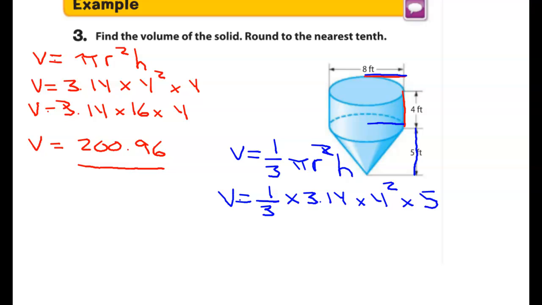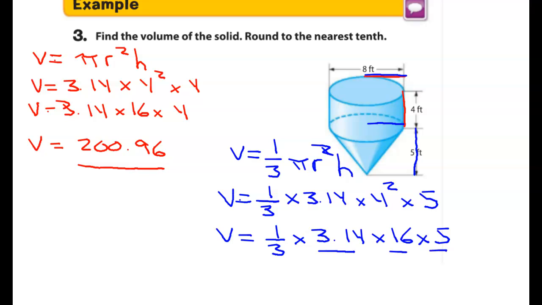All right, let's go ahead and do the volume is going to be 1/3 times 3.14 times 16 times 5. So when I put this in my calculator, just like before, I'm going to do 3.14 times 16 times 5, and then we're going to divide that by 3. Okay? And when we do that, we get 83.77.